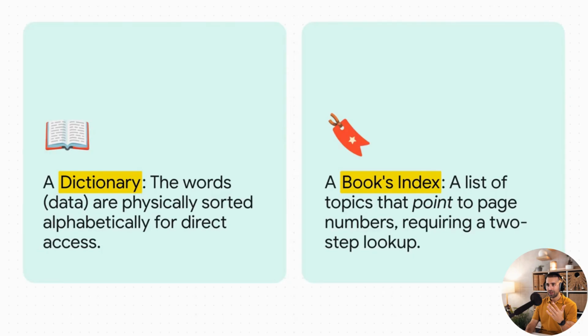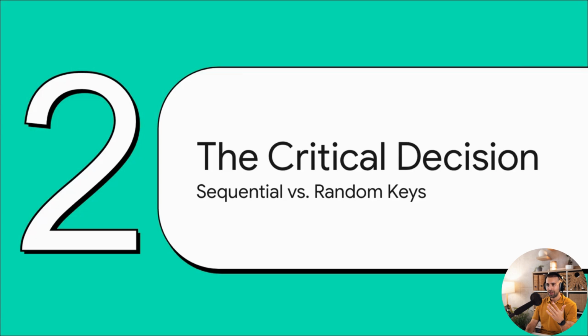You know, the best analogy for this is a dictionary versus the index in the back of a textbook. A dictionary is a clustered index. The words themselves, the actual data, are physically sorted alphabetically. You go right to the data. But a secondary index? That's like the book's index. It's just a list of keywords that points you to a page number. Two very different things. So, because your data is physically sorted by the primary key, your choice of that key becomes, without a doubt, the single most critical performance decision you will make.